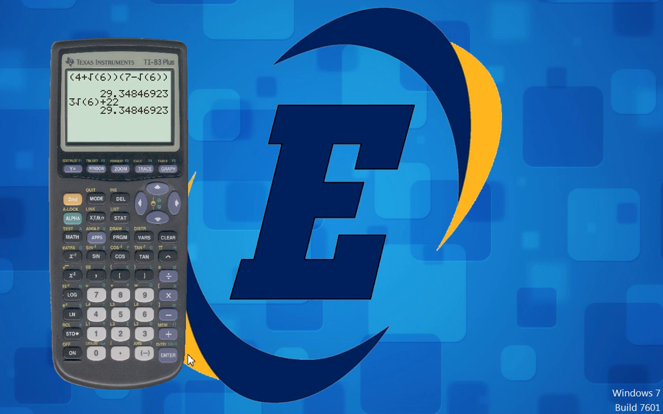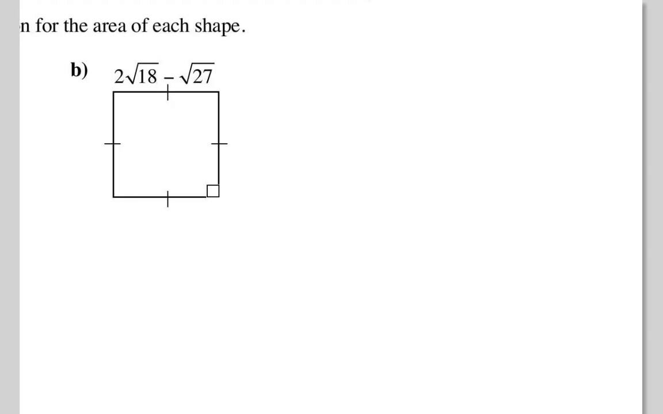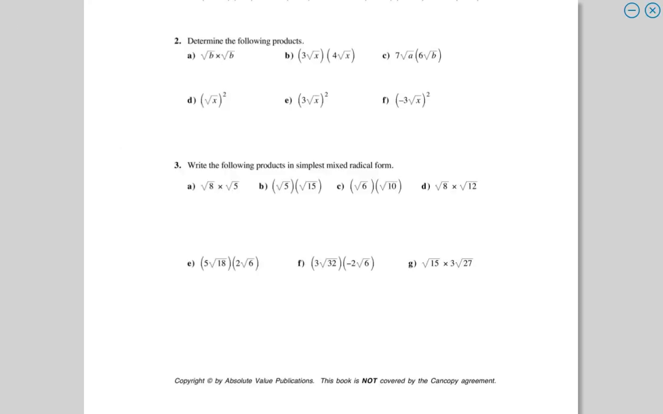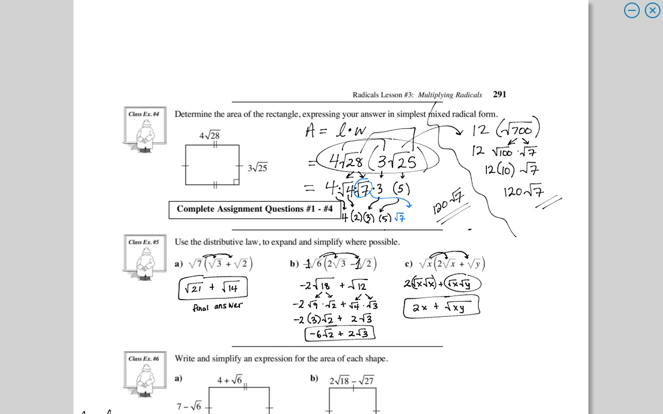We only have one more, and then I'll leave it up for you. Okay, let's check out the last one. I believe it's the last one. Is it the last one? Yes, it is. Okay, let's do the last one.